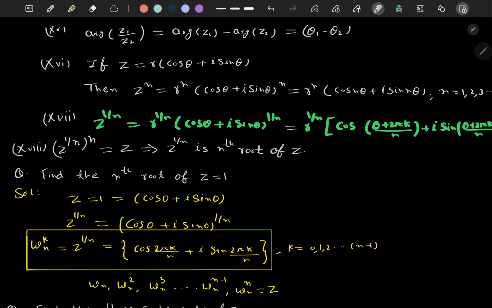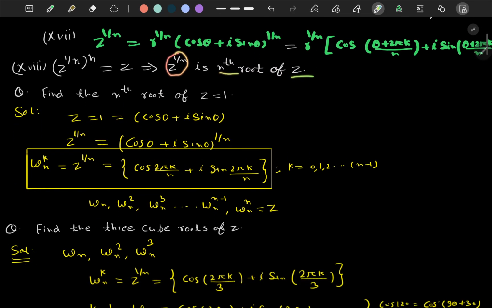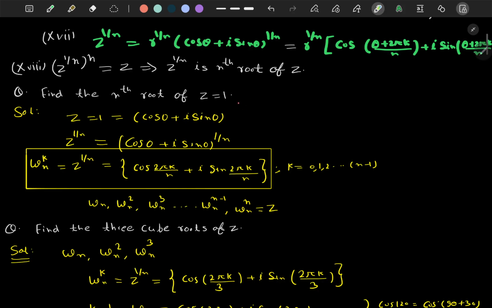And when you raise the power to the n of this term, you will get z. So you can say z raised to the power 1 by n is the nth root of z. Very important. What is z to the power 1 by n? It is the nth root of z. It will be clear with this question. Find the nth root of z equal to 1.